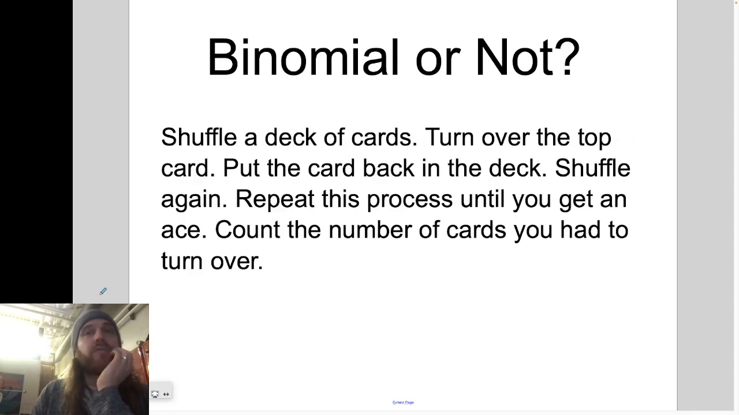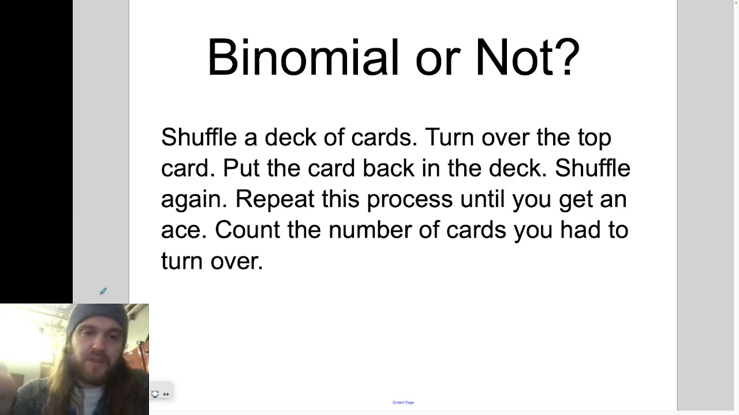Okay, how about this one? Shuffle a deck of cards, turn over the top card, put the card back in the deck, shuffle again, and repeat this process until you get an ace. Count the number of cards you turn over. Okay, is there a success? Is it a binary situation? Let's think.